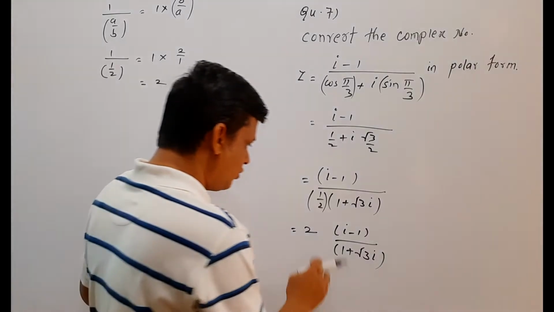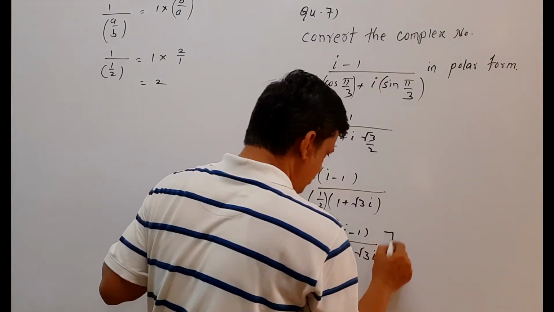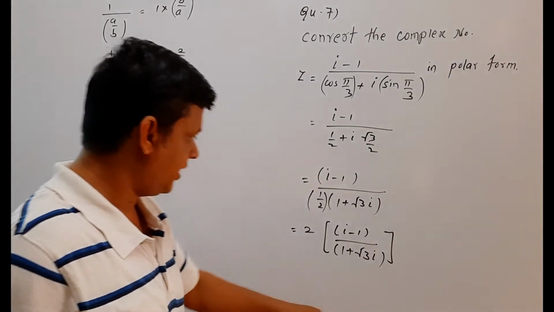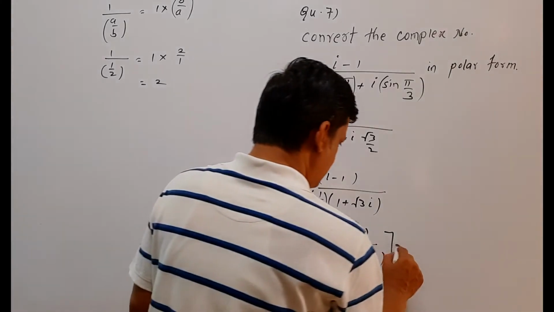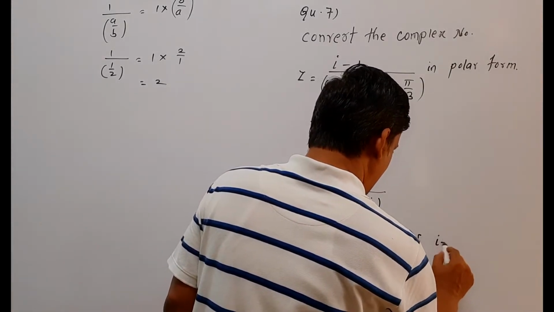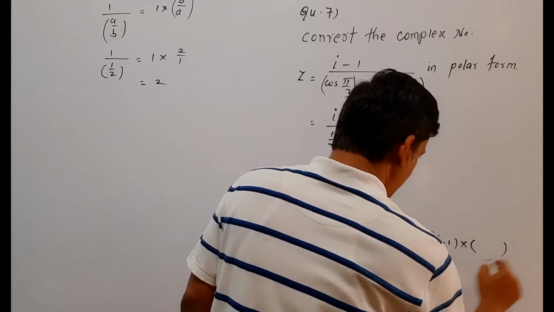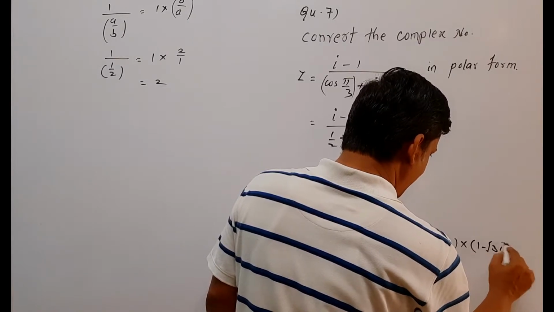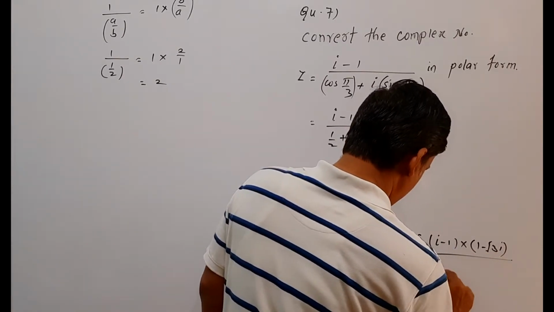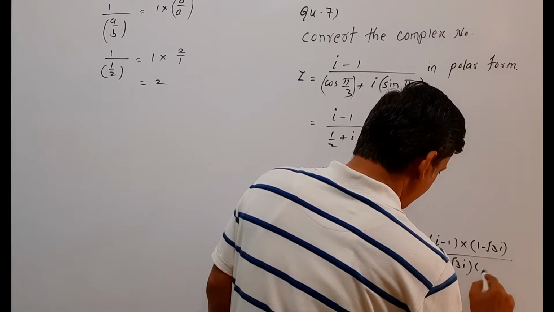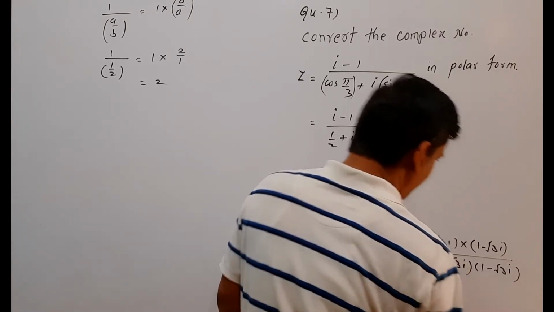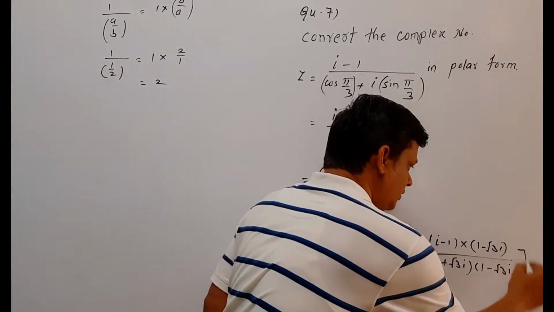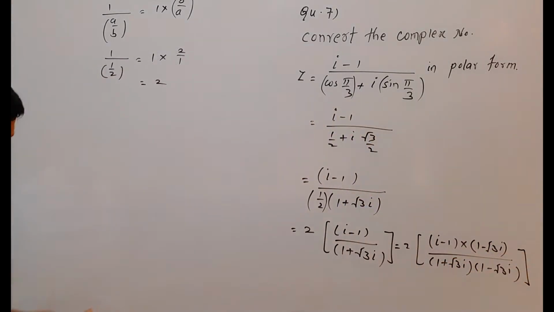Now we have to simplify this to reduce it to the form of a plus ib. So we take the conjugate of the denominator, and we keep 2 as it is here. So we write 2 in bracket (i minus 1) into, we multiply and divide by its conjugate. So (1 minus root 3 i) upon (1 plus root 3 i), (1 minus root 3 i). We multiply and divide by 1 minus root 3 i here.